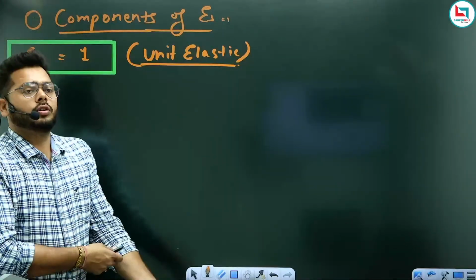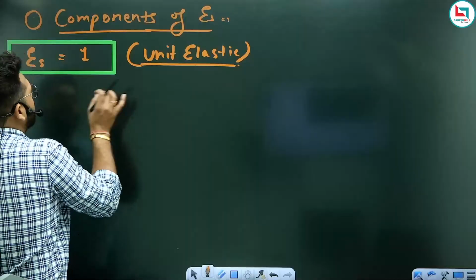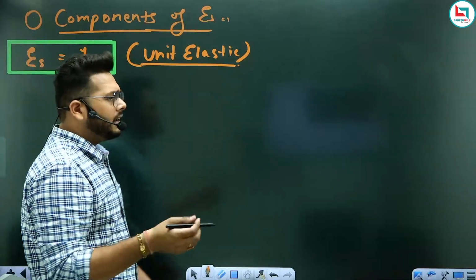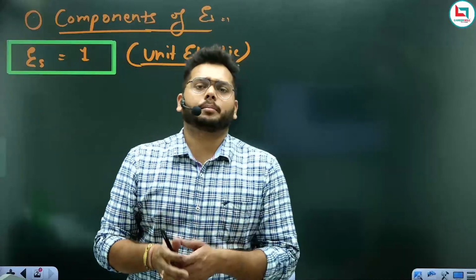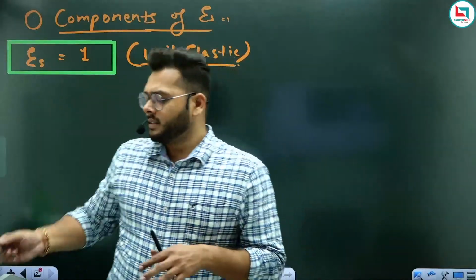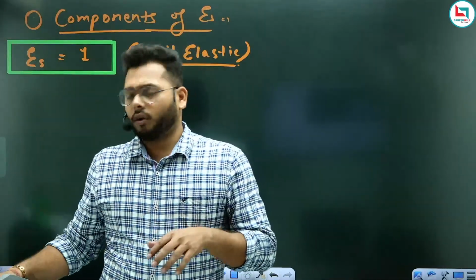Okay, so yes, ES is what? Elasticity of supply is equal to 1. 1 means what? Unit elastic. Let's take an example. Let's say this is the price and this is the quantity supplied.